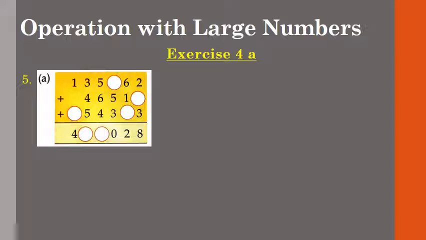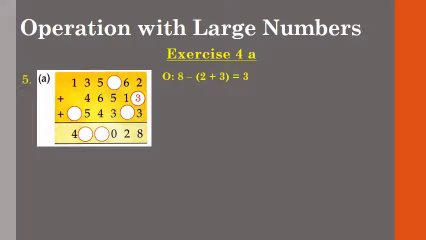Now children, let's come to question number 5. Here you have to fill in the missing digits in the given circle. So children, here we have to do the addition and we have to fill in the missing digits also. So we will start from the ones place, right? So children, at ones place, what do we have?